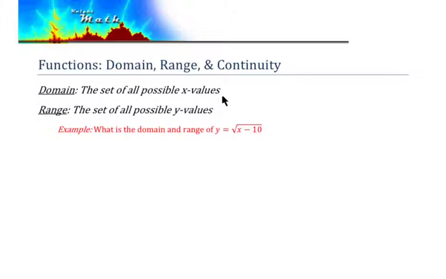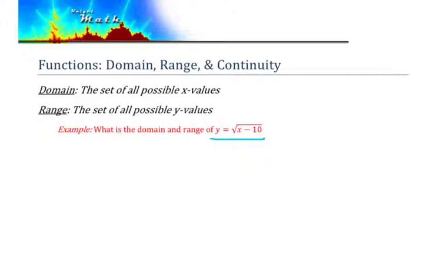Domain is the set of all possible x values, or the inputs in a function, and the range is the set of all possible y values in a function. And so here we have a quick example. We have a function that we want to find the domain and range for here. So here's our function, y equals the square root of x minus 10.